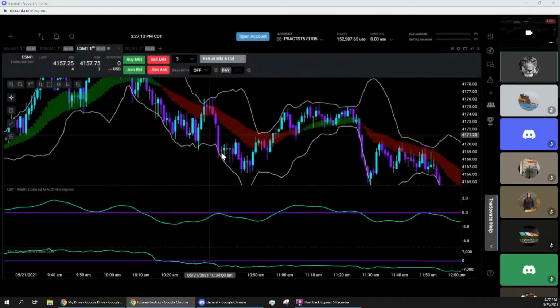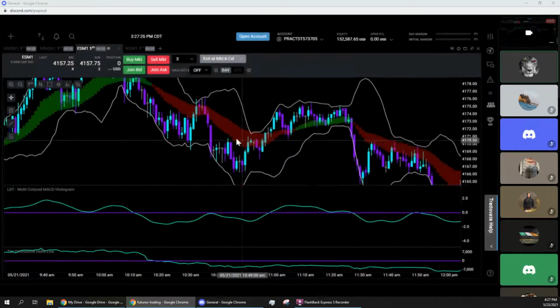These don't happen all the time, okay? But the setup's got to be right. It needs to be below, below, and let it puncture the upper Bollinger Band, sell it down to the lower Bollinger Band. The cloud needs to be red, okay?